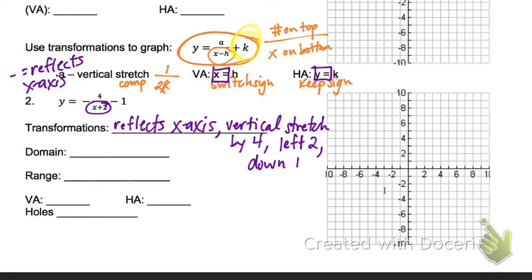So what I'm going to do is start at 0, 0. I'm going to go left 2, down 1, and that's kind of the point where my vertical and my horizontal asymptotes cross. So I've got a vertical asymptote at negative 2 and a horizontal at negative 1. So I'm going to label those. X equals negative 2, y equals negative 1.